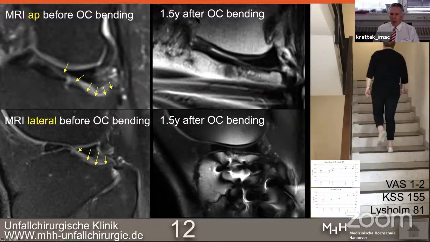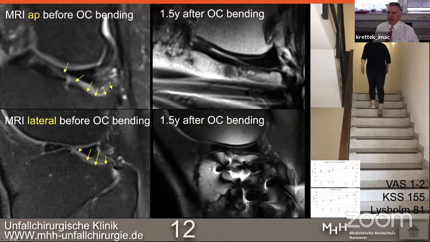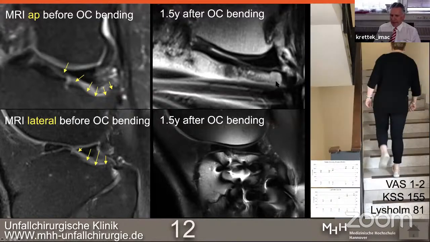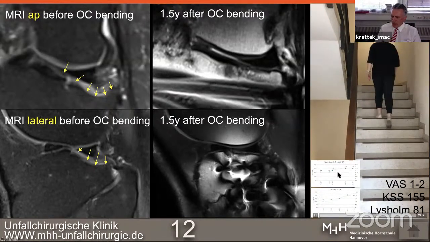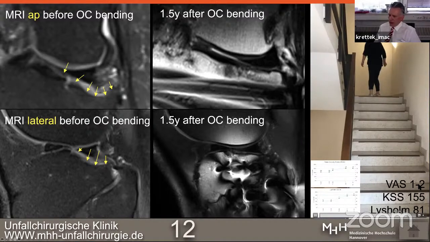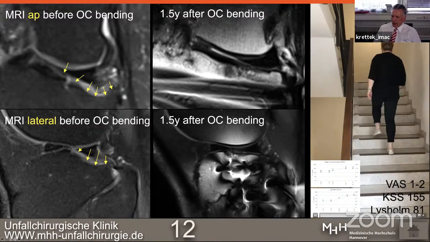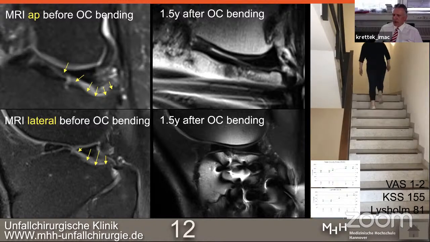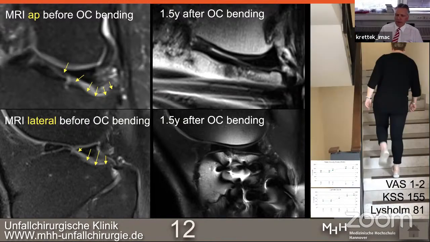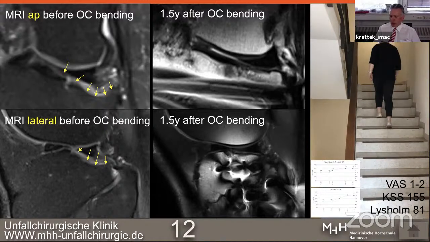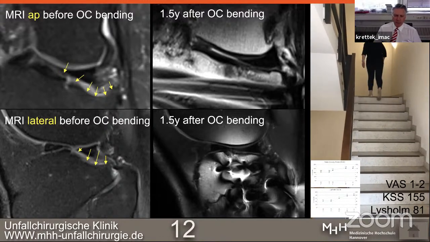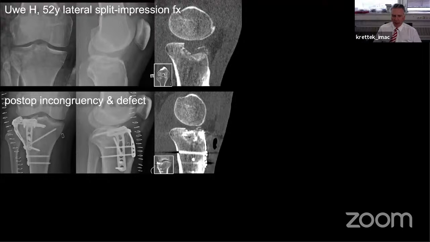Here are the views 1.5 years after this surgery. The bone has nicely healed and the patient has significantly improved. Her VAS scale became much lower and her Lysholm score increased to 81. Not perfect, but significantly improved, especially in terms of pain. So if this works, I would like to share another case with you where osteochondral bending might be an option.